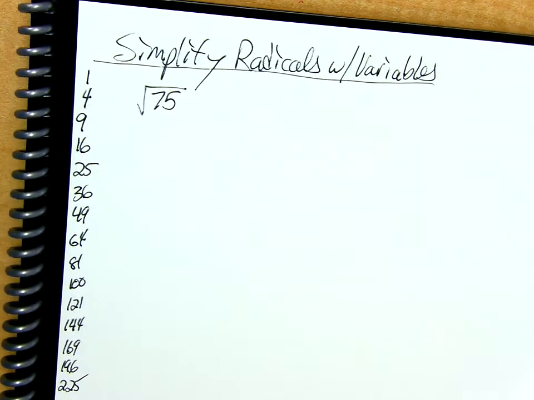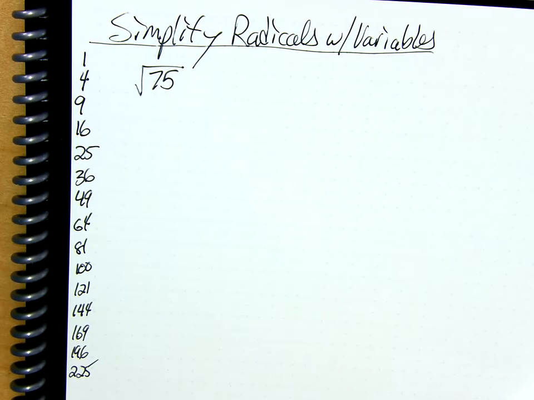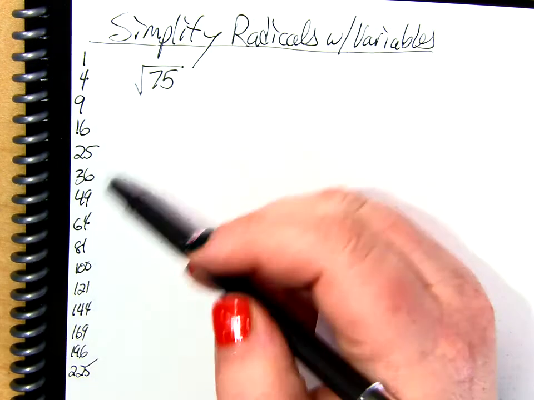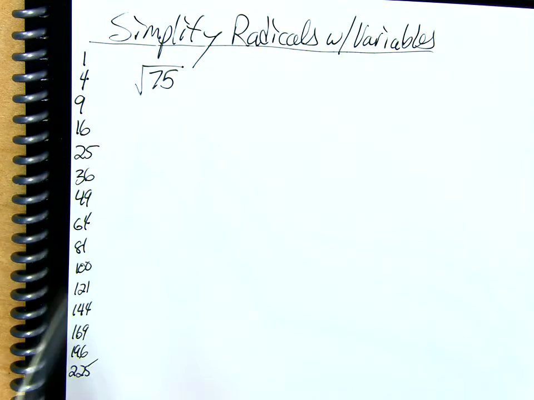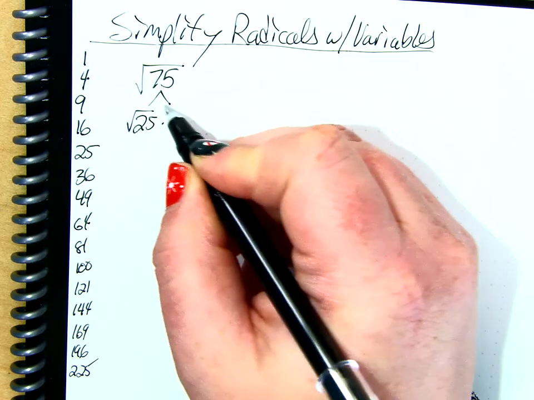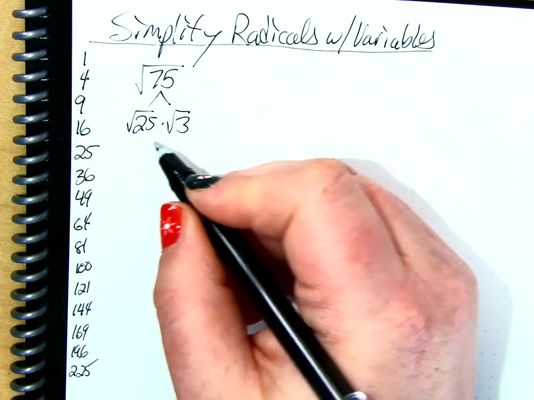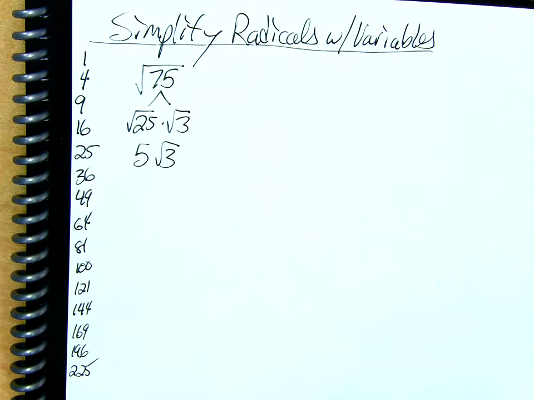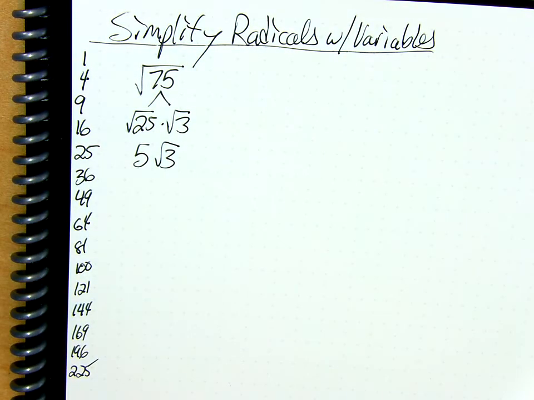Okay, so I remember that if I want to simplify this square root, I want to find the largest perfect square that divides into that evenly. Looking in this list, the largest one that divides in is 25. So I have 25 times 3 gets me back to 75. Square root of 25 is 5, and then I leave the square root of 3, right? So basically what I'm trying to do with everything is find a perfect square that divides in evenly. I essentially want to do the same thing with variables, but it's weird, okay?